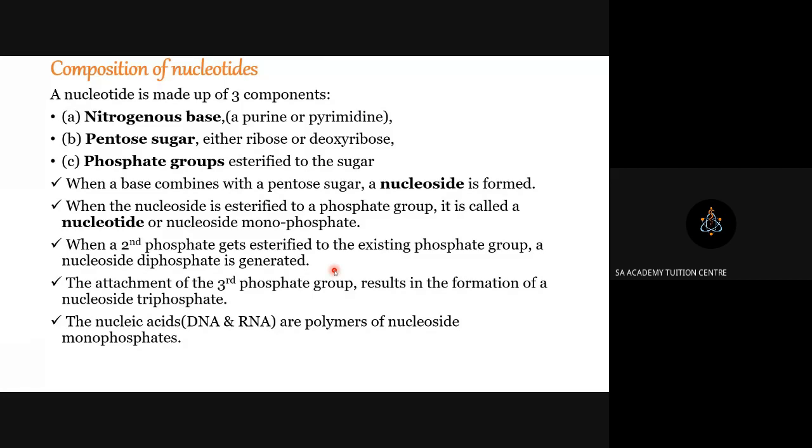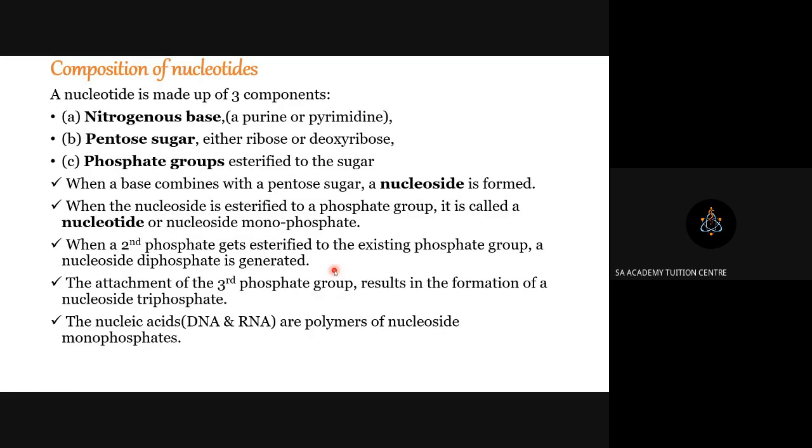So the nitrogenous base can either be a purine or a pyrimidine. Okay, let me assure you, the body actually takes so much time to synthesize these purines, especially the purines. So we have about 15 steps that the liver cells use to synthesize a purine.